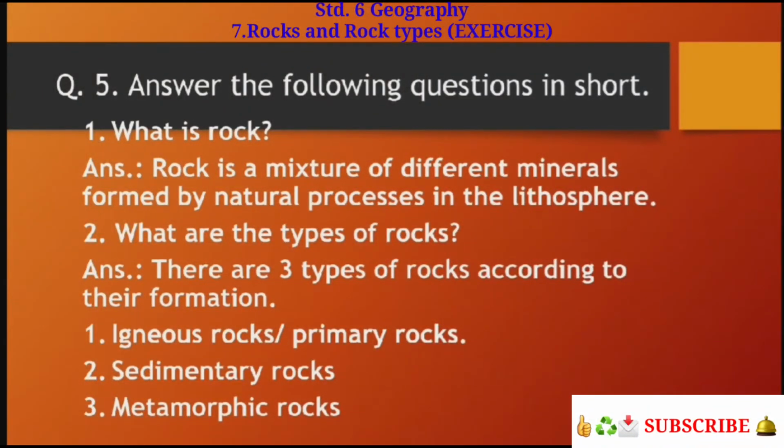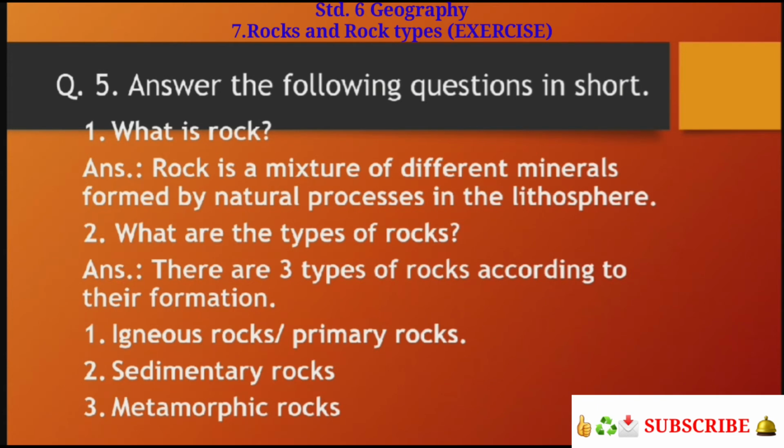Question number 5. Students, these are some of the extra questions that you need to learn. Answer the following questions in short. 1. What is rock? The answer is, rock is a mixture of different minerals formed by natural processes in the lithosphere. Students, if you want to study more, please watch my video on this chapter, that is rock and rock types. You will get the link of this video in the description box or in the i button.